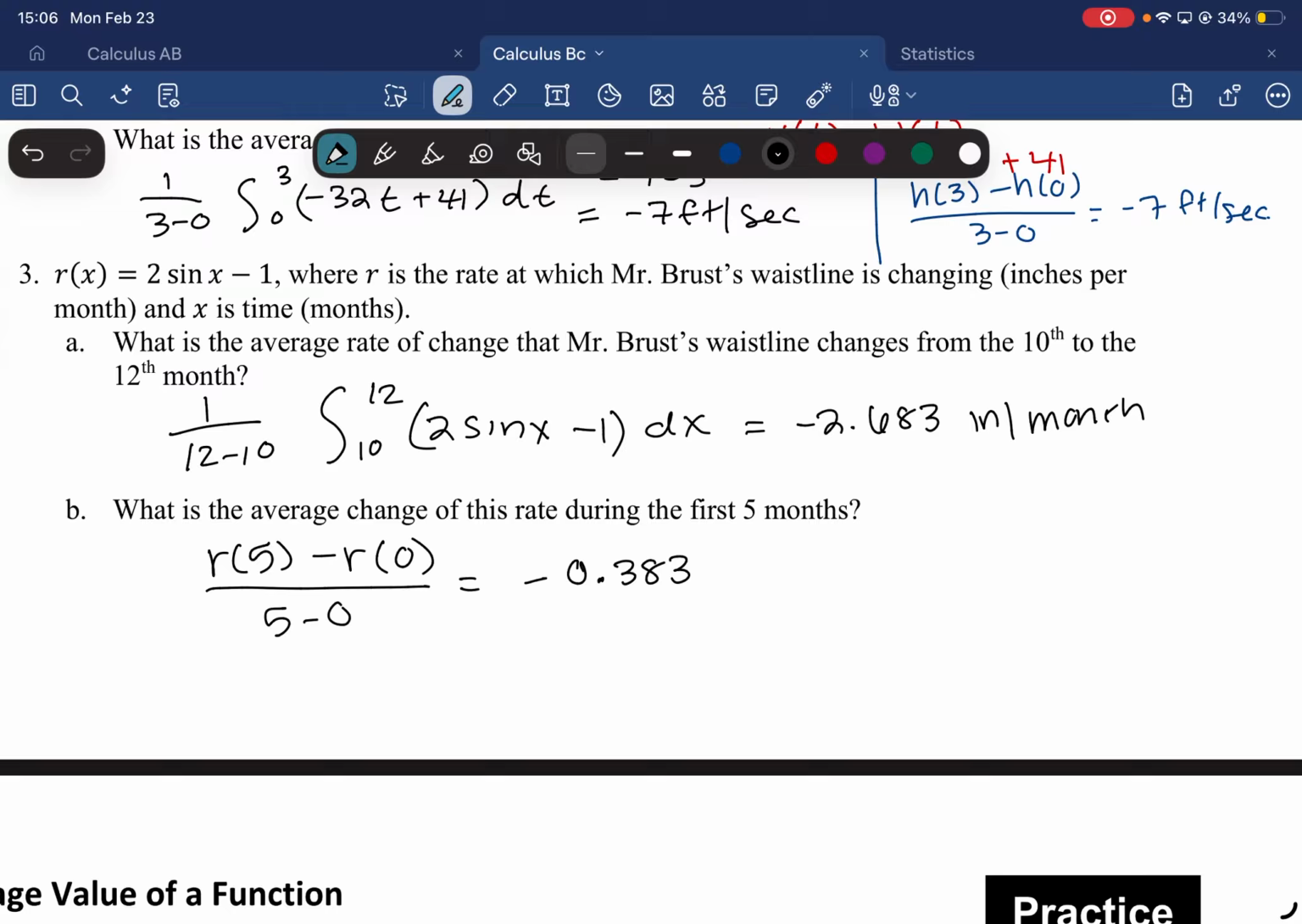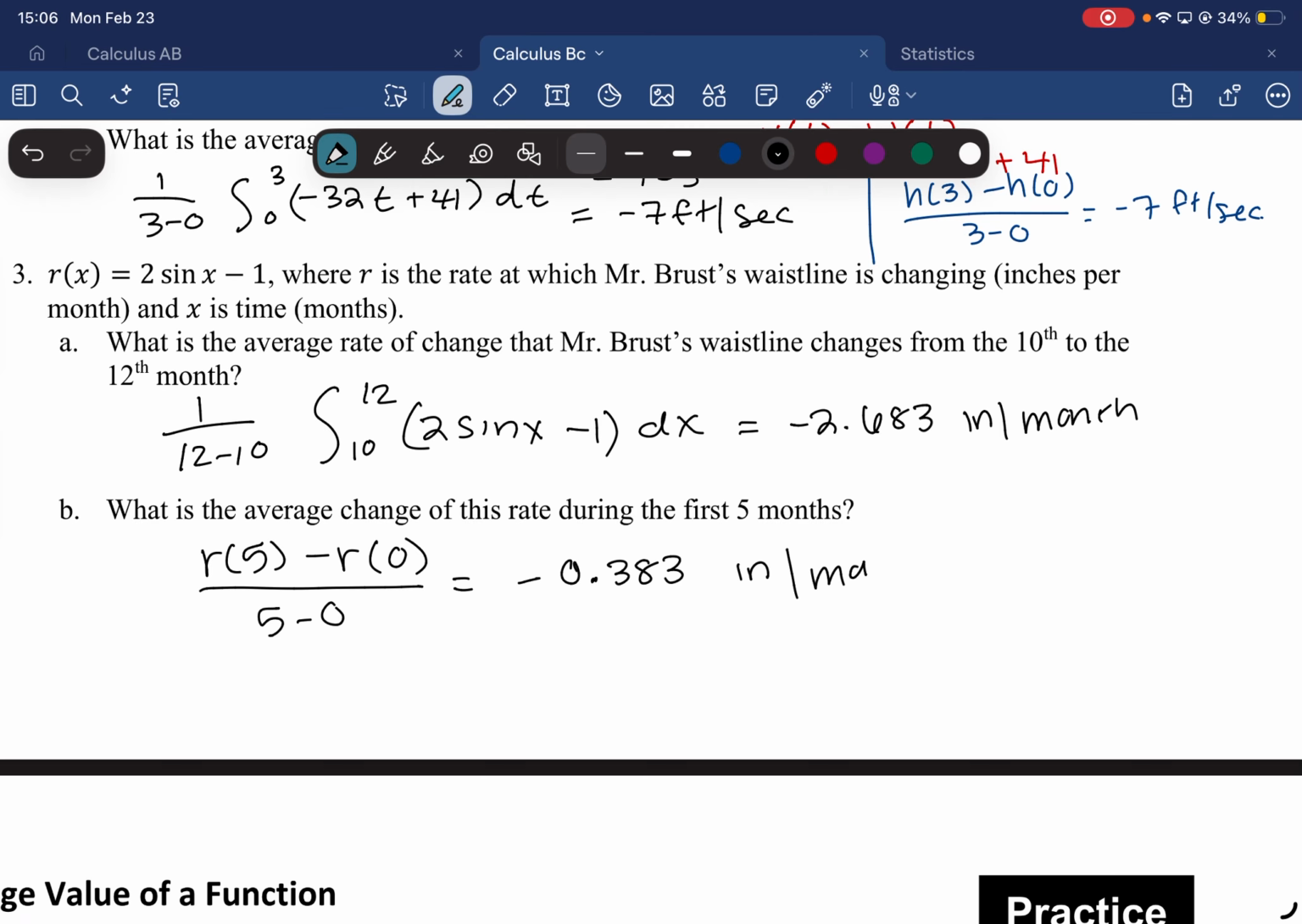Since this is the average change of this rate, which was already looking at the average rate of the original rate, this is going to be inches per month squared, or inches per month per month. Both are correct.